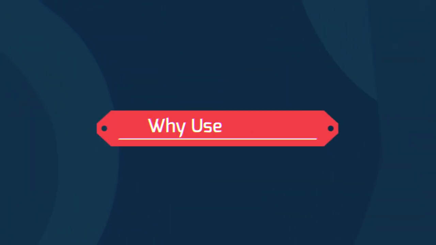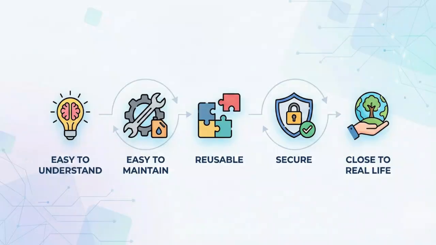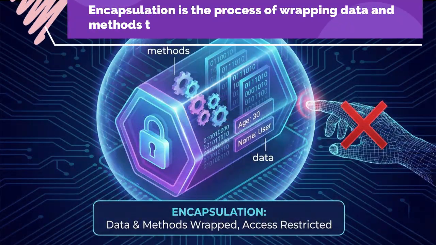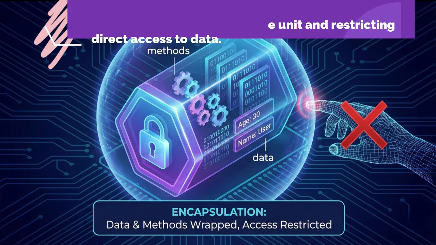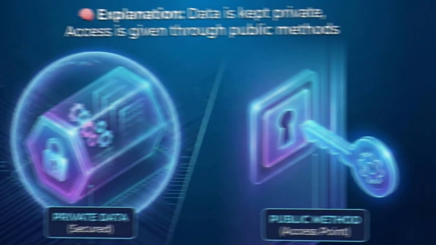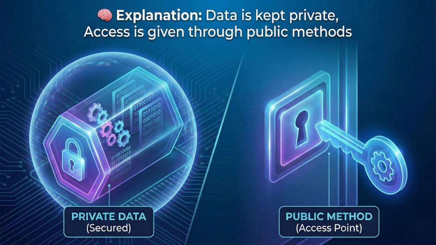Why use OOPS? OOPS is used because it makes software easy to understand, easy to maintain, reusable, secure, close to real life. So the first one is encapsulation. Encapsulation is the process of wrapping data and methods together into a single unit and restricting direct access to data. Explanation: data is kept private, and access is given through public methods.